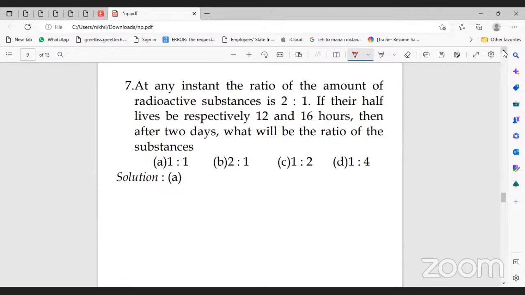Come to this problem. At any instant, the ratio of the amount of radioactive substance will be 2:1. Half-life will be 12 and 16 hours. If I consider there is a sample A and sample B, initially if A has 2, B will have 1. What is the half-life for A? 12 hours. What is the half-life for B? 16 hours. Now they are telling after 2 days.